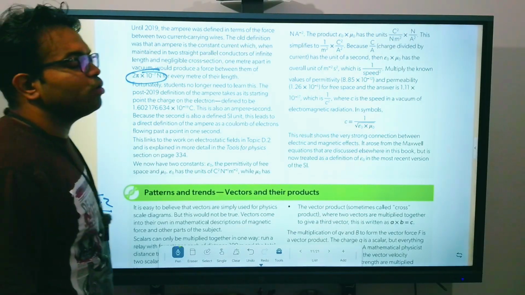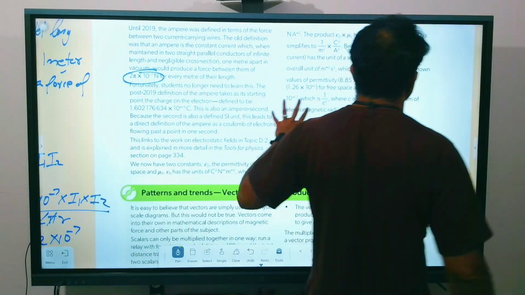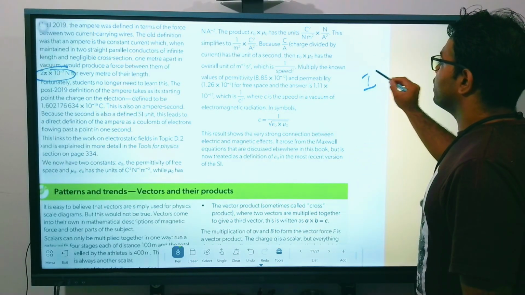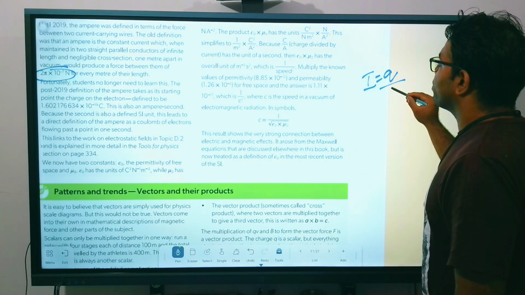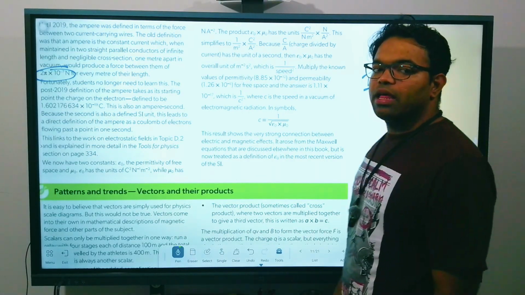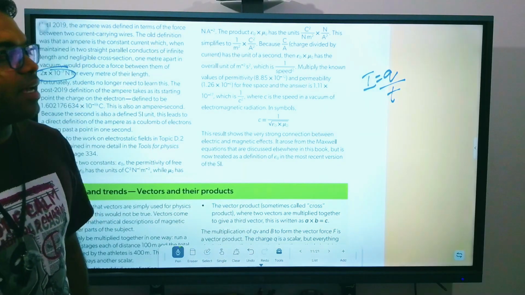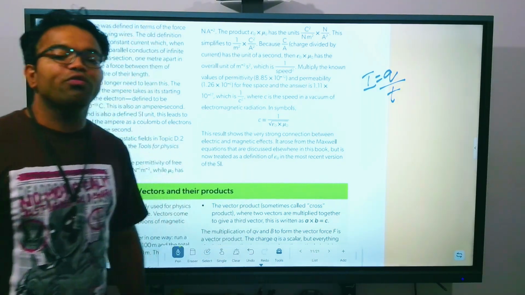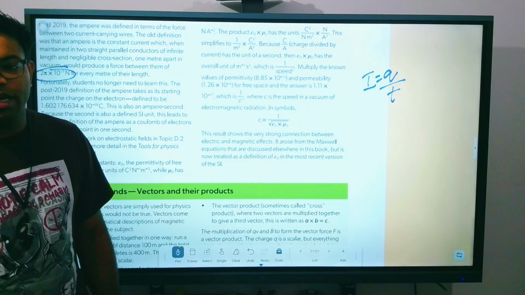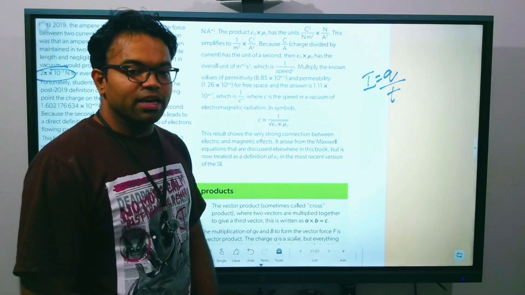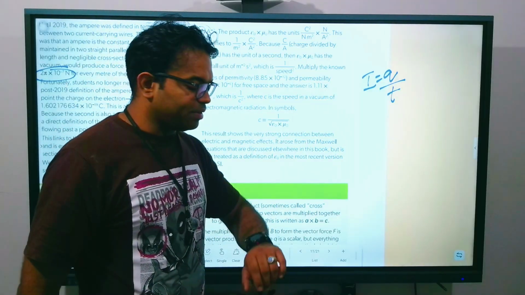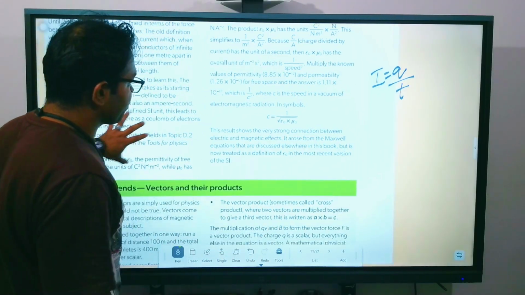Okay, because we know the formula. What is the formula for current? Current is equal to charge upon time. How much charge is flowing through a conductor and how much time is being taken by the charges to flow through the cross section of the conductor. That is defined as I. Clear? That is what I represents. Next.